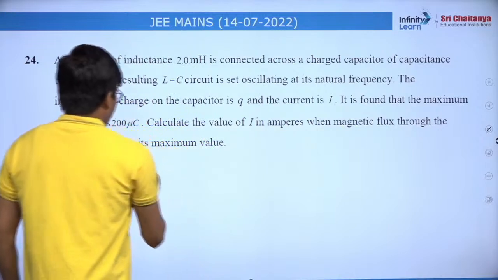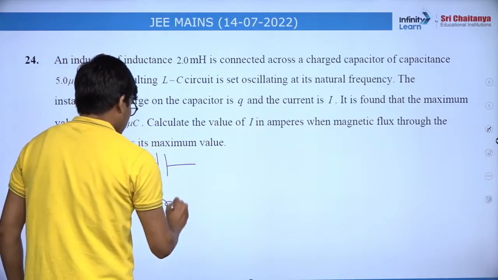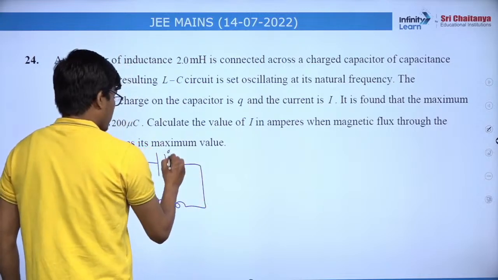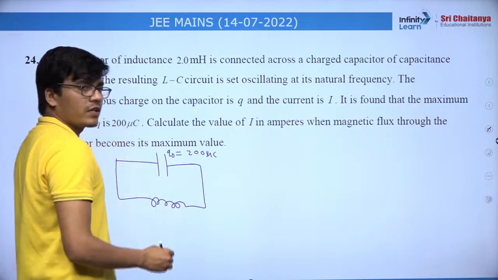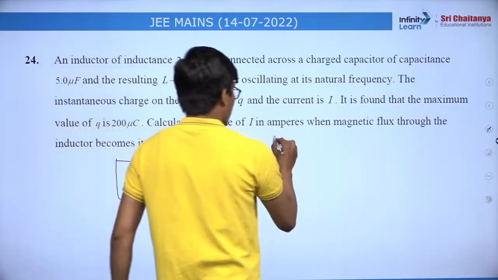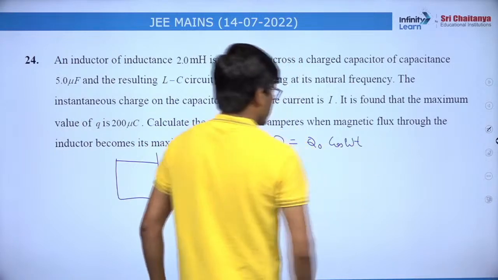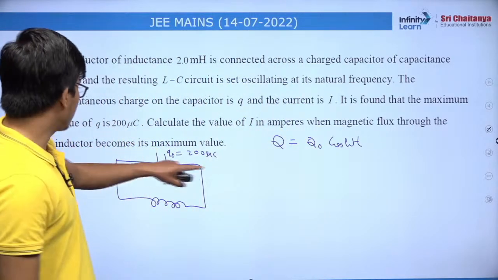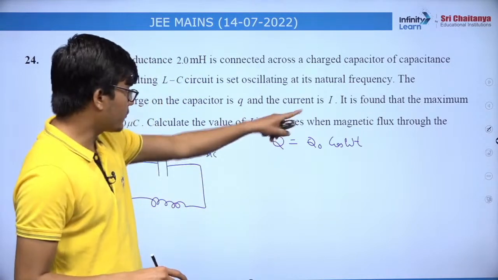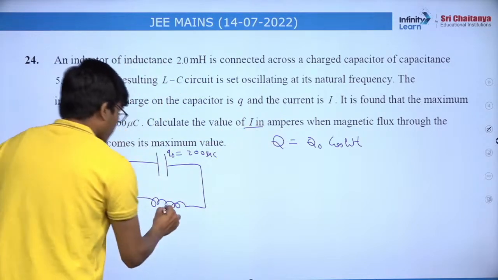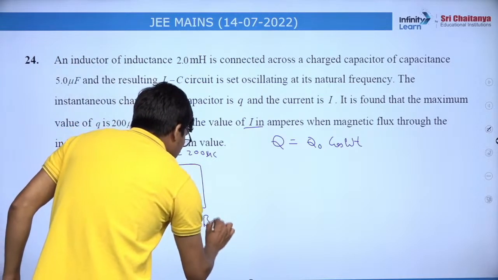So this is a question from LC oscillation. If you are having a capacitor and an inductor, and the maximum charge on this capacitor is given to you as 200 microcoulomb. If you know the equation of LC oscillation, the charge oscillates like this with the cos function. They are saying to find the value of current I if the magnetic flux through the inductor becomes maximum. What is the formula of magnetic flux? It is B into A.